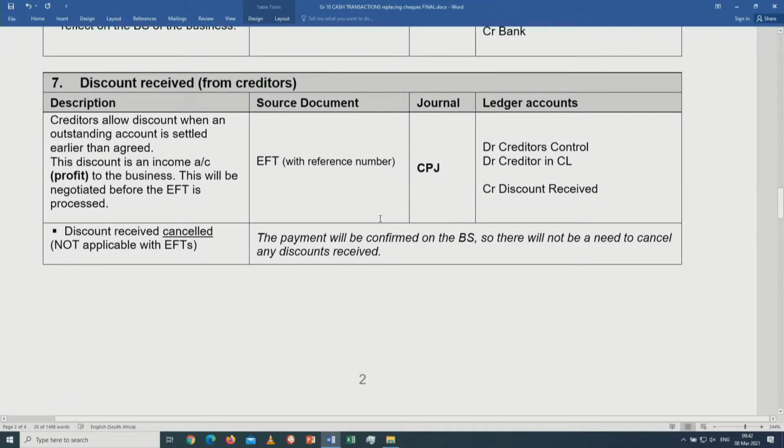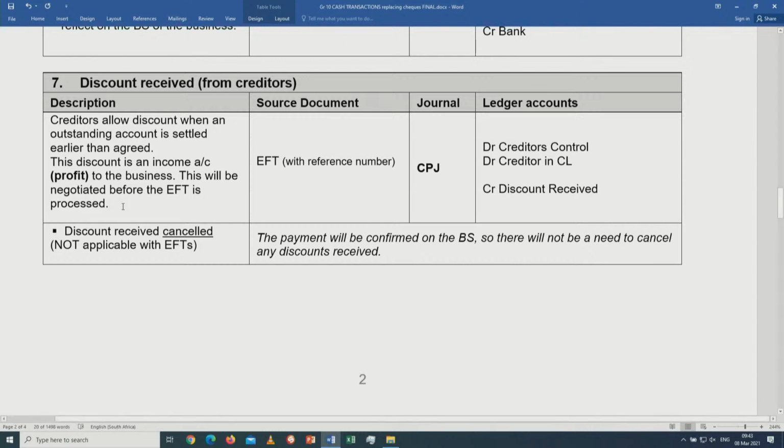Then we have discount received from the creditors. Creditors allow discount when an outstanding amount is settled earlier than agreed. This discount is an income account, a profit to the business. This will be negotiated before the EFT is processed. So you can't say, for example, you owe 2,000, you can't say you are paying 2,000, then after that you'll talk about the discount, then they refund you the discount. It doesn't work like that.